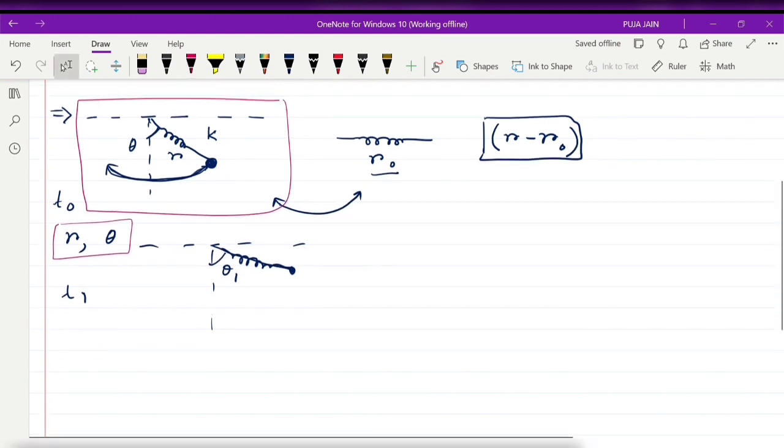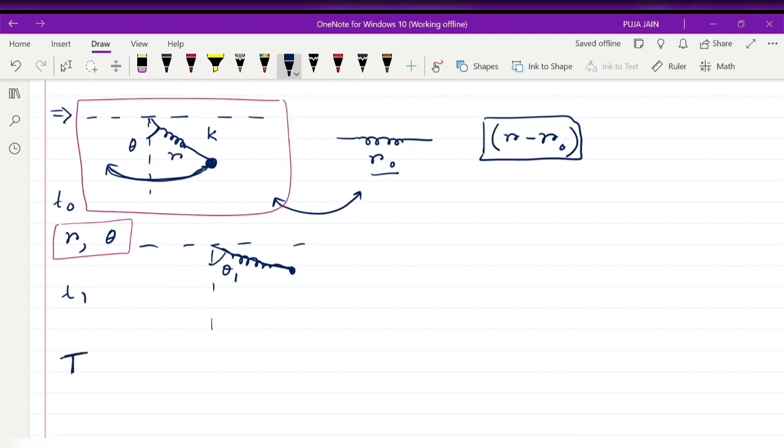Now first we will find the kinetic energy. Kinetic energy, which we represent with T, equals half m (ṙ² + r² θ̇²). Another term appears for phi, but here we need only two coordinates, r and theta. So this is our kinetic energy. This is easy.